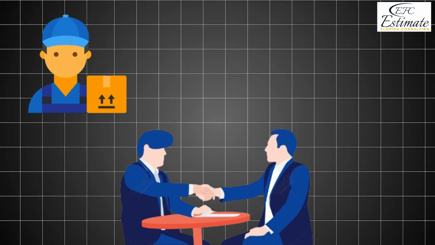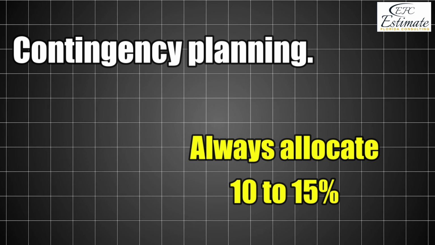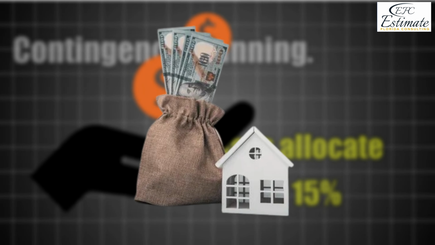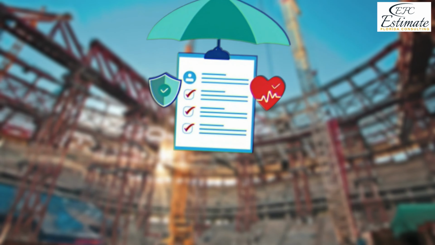Phased payments. Negotiate phased payments with suppliers and subcontractors to reduce upfront financial strain. Contingency planning. Always allocate 10 to 15% of your budget for unexpected costs. For large-scale projects, consider project-specific insurance.